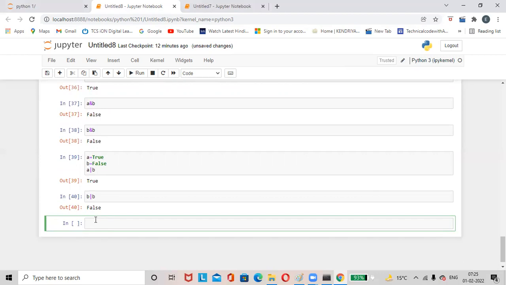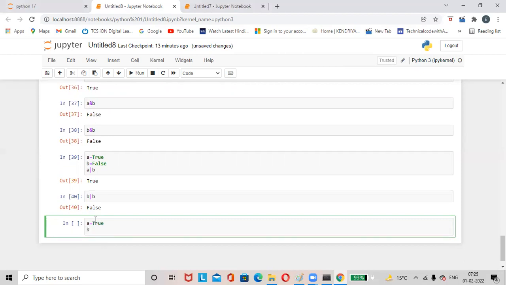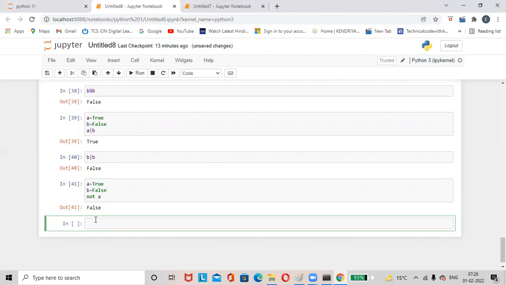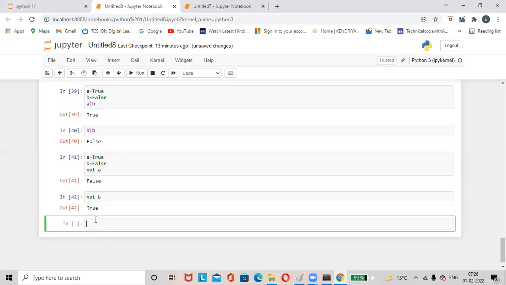Then what does the NOT operator state? If A equals true, B equals false, not A. Not A means A is true, then the opposite of A, not false. The opposite of true is false. Not B. Not B is true. So this is the information about arithmetic operators, assignment operators, comparison operators, logical operators.